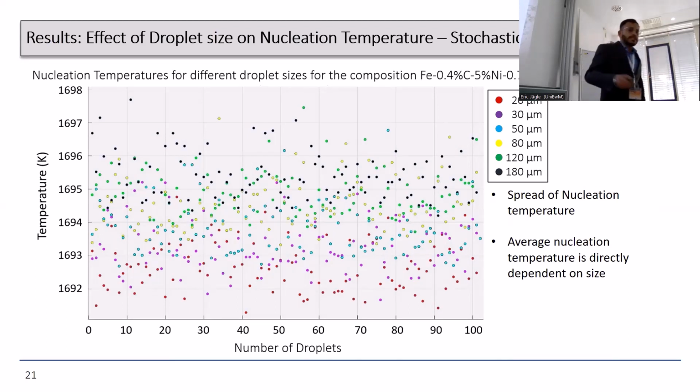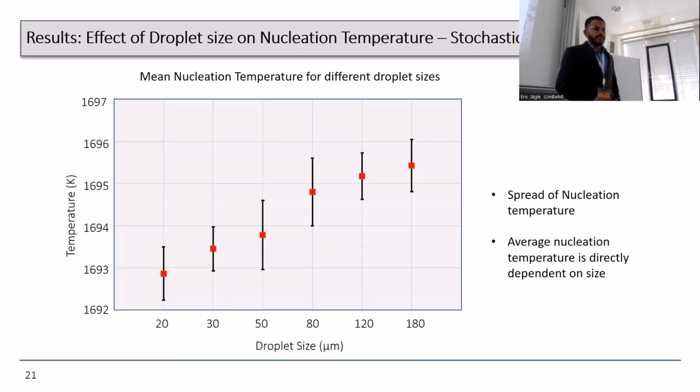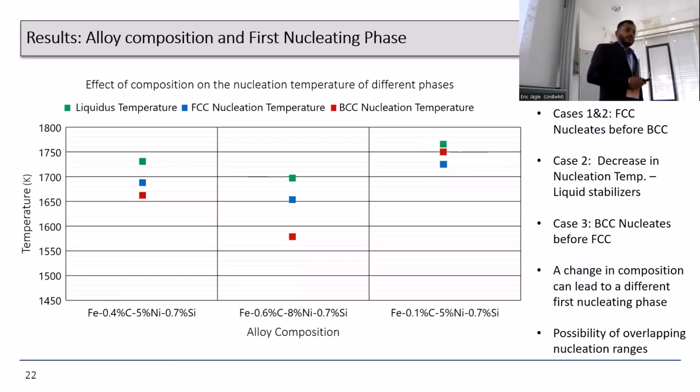So the average nucleation temperature is directly dependent on the size, if you see this graph, but individual nucleation temperatures vary along these error bars. And here you can see for a droplet size of 80 microns, there is a droplet which can actually nucleate at a lesser temperature than a droplet of size 50 microns. So this is what is actually happening in a real life scenario, and which can be actually modeled with this model.